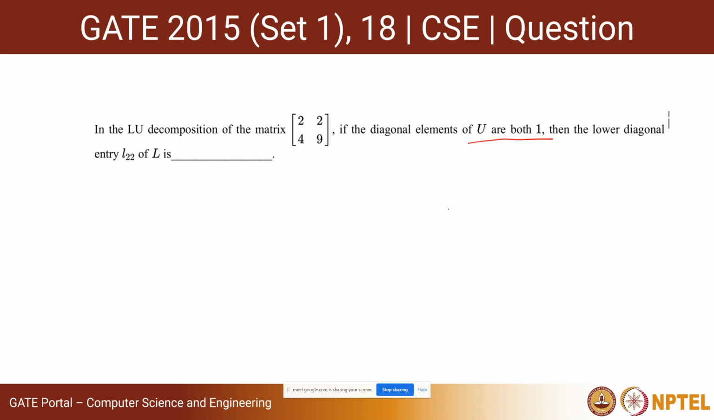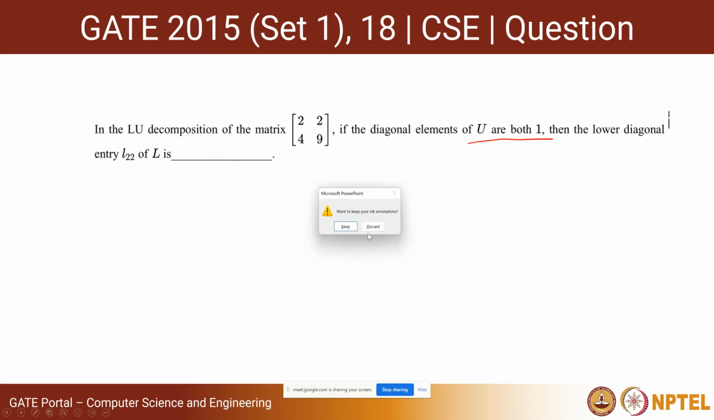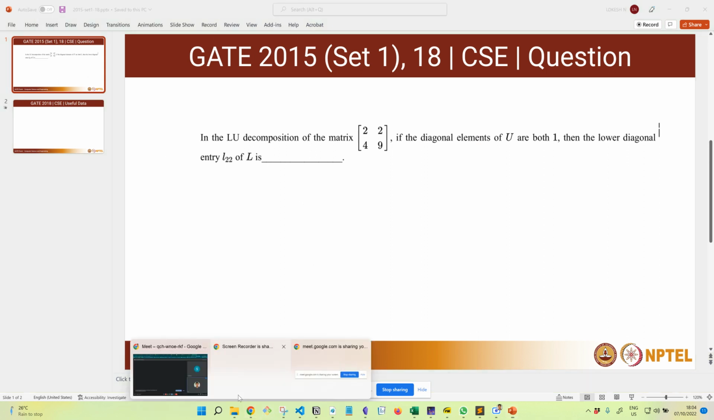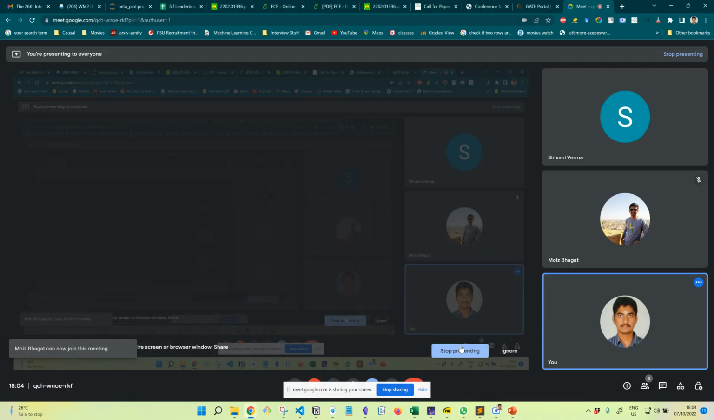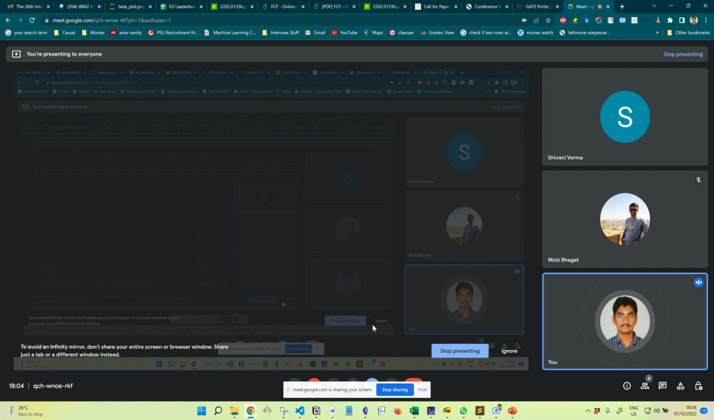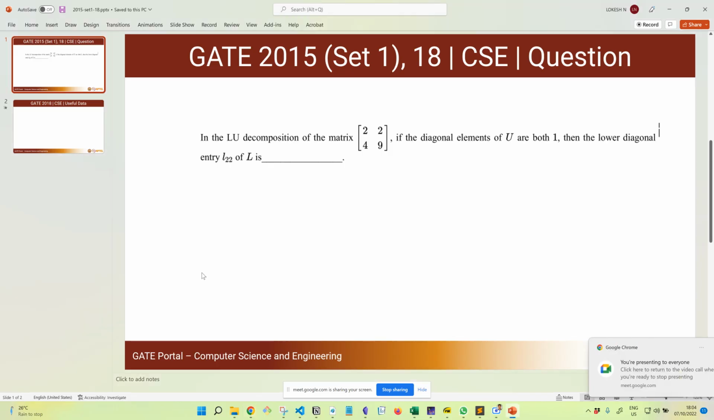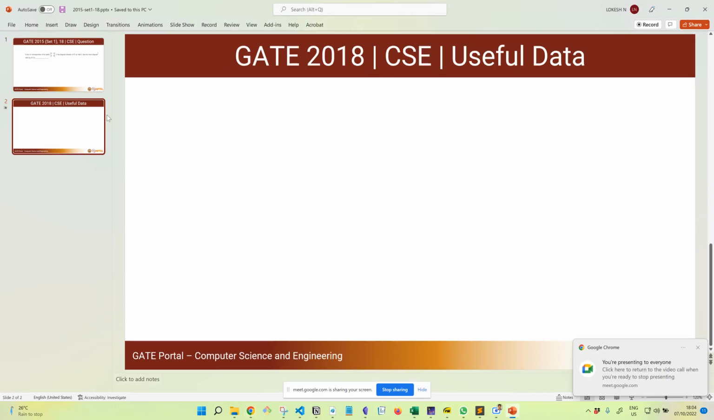When they say diagonal elements of U are both one, actually before even going, are you familiar with LU decomposition, or should I cover that? Should I cover LU decomposition, or are you guys familiar with that already? Okay, I want to cover LU decomposition. So then let's take this 2 cross 2 example only, and from this we'll see this thing.